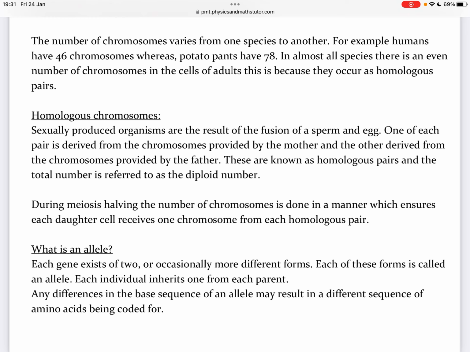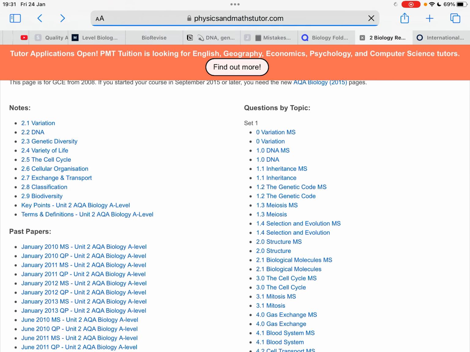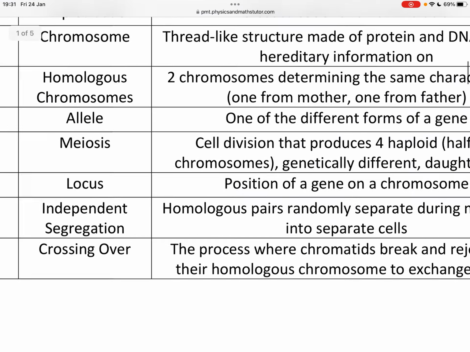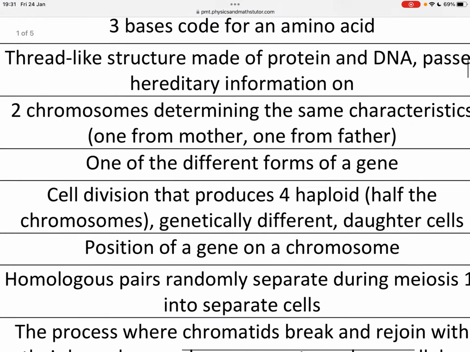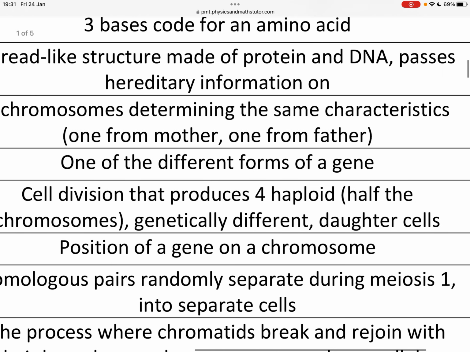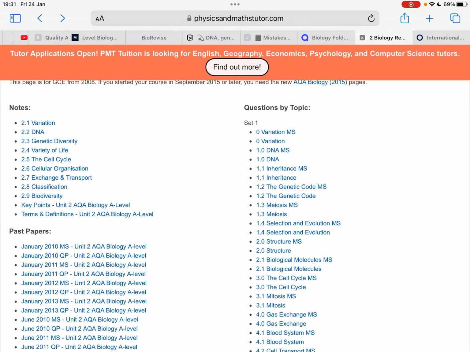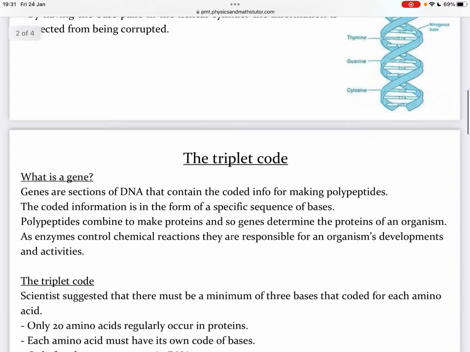Is everything great over here for homologous chromosomes? If not, do you know what a homologous chromosome itself is? Basically, two chromosomes determining the same characteristics, one from the mother and one from the father. This is the only thing we need to know about it. But how can this happen? How is that even possible? One from father, one from mother.